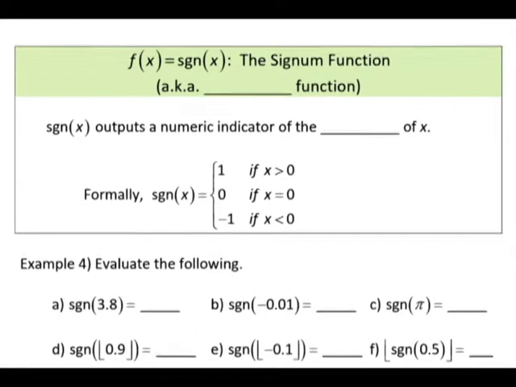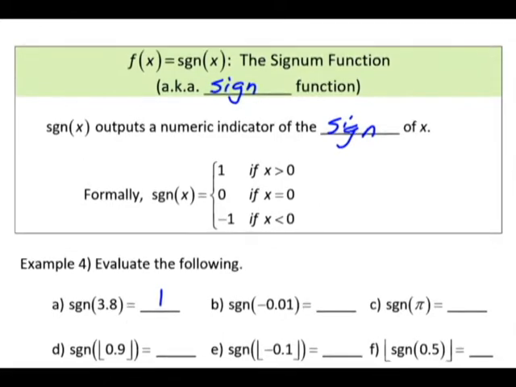The second function we're going to look at is the signum function. This is also known as the sign function. This function's output will simply give an indication of whether x is positive, negative, or 0. The output will be 1, 0, or negative 1, depending on the sign of x. For example, signum of 3.8 is 1. It is a positive number, and so signum returns a 1.